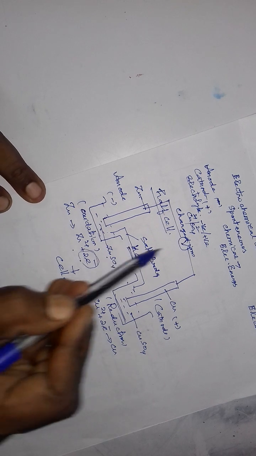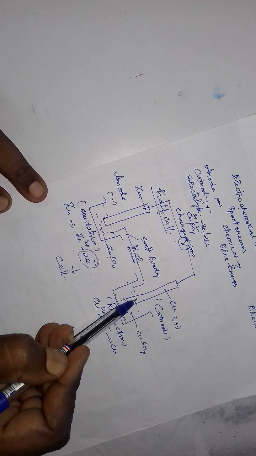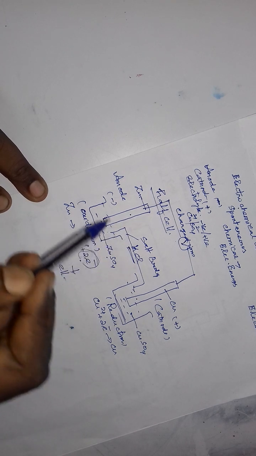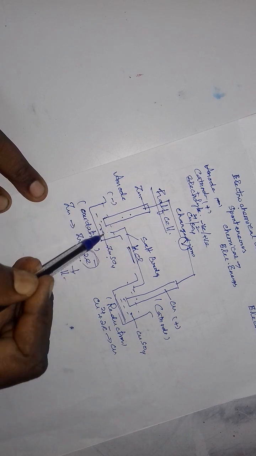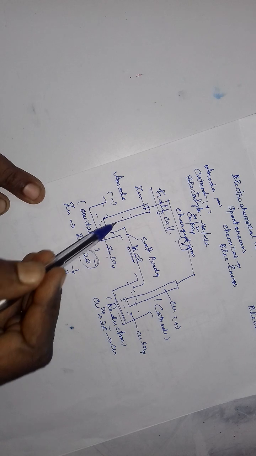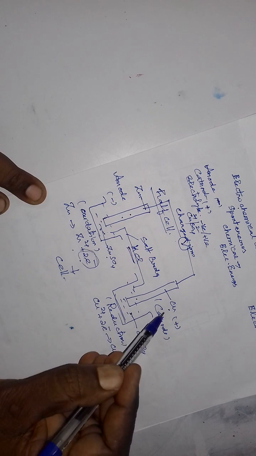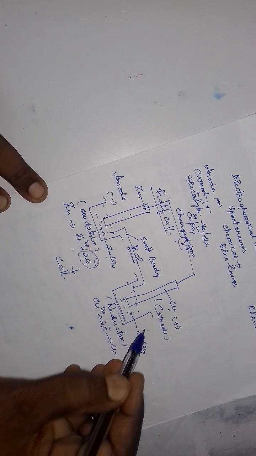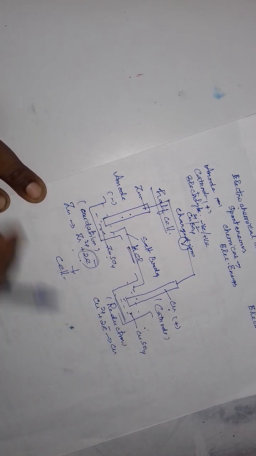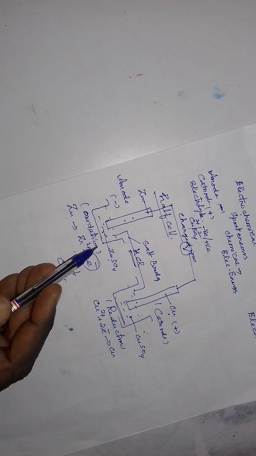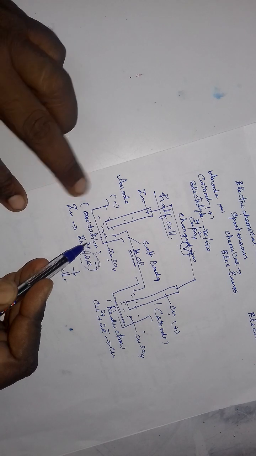Here one type of energy is created through this dipped rod. What is a half cell? The zinc rod dipped into the zinc sulfate solution is called a half cell. Similarly, copper dipped into the copper sulfate solution is called a half cell.